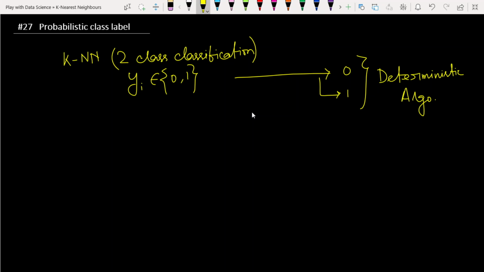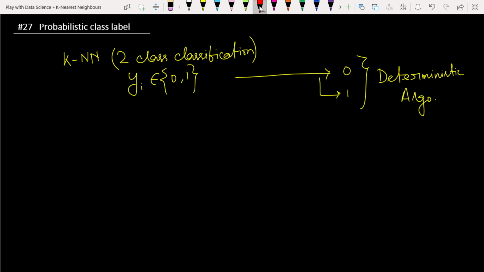So let's see how to improve this from a deterministic to a probabilistic algorithm, where along with the output label we state how much confidence, how certain we are about the output. Let's see how this happens. Suppose I draw a picture, I think it will be more visualizable.